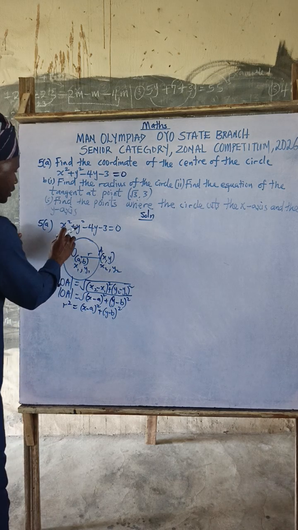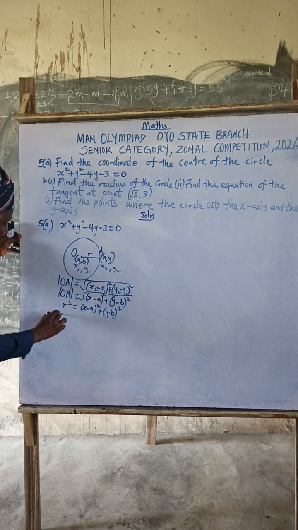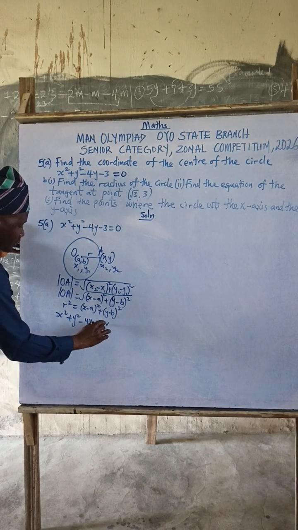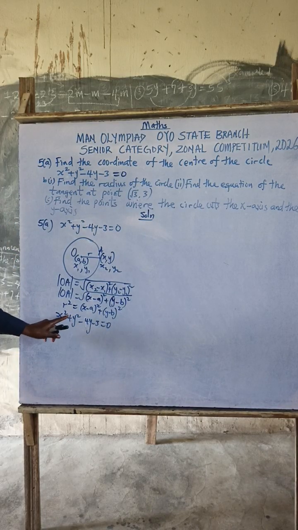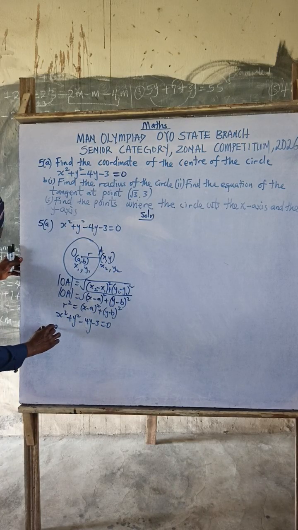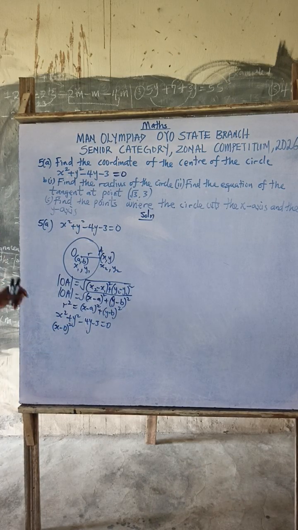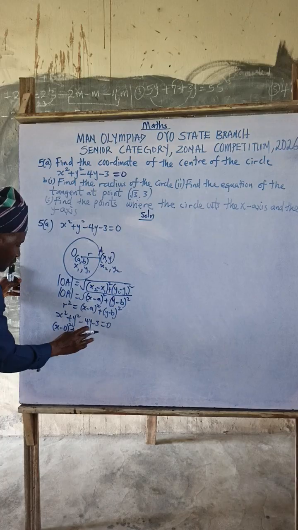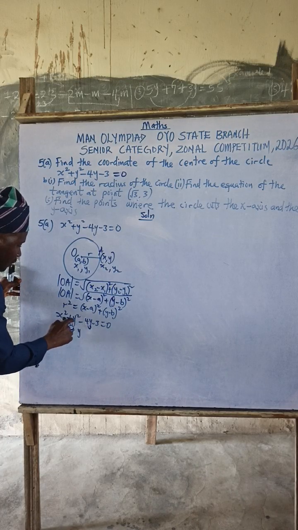Now in this question, we have x squared plus y squared minus 4y minus 3 equals 0. Since there is no term in x, we are going to take this one to be 0. When you take 0 from any number, you have that number. Now plus y, we are going to use the knowledge of the completing the square method to factorize this.